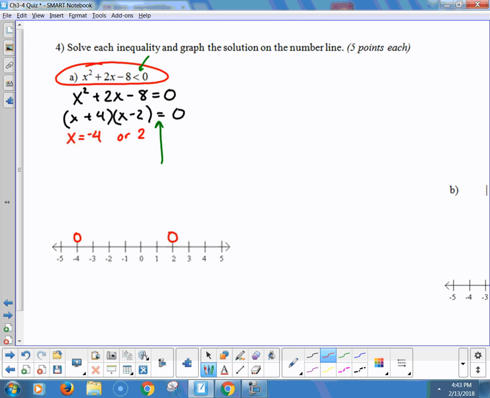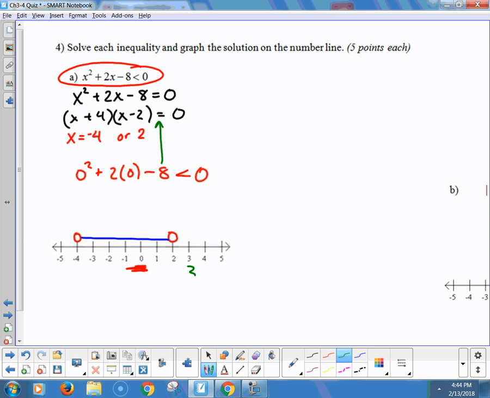If I wanted to find out where this function is less than 0, there are a couple of ways to go about doing that. Method number 1, test some points. Test, say, 0. Does 0 make this inequality less than 0? Well, I get 0 squared plus 2 times 0 minus 8. That's definitely less than 0, so 0 works. So my hunch is that every value in between negative 4 and 2 works.